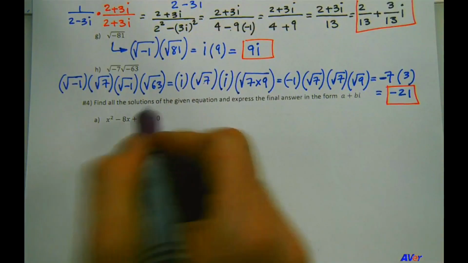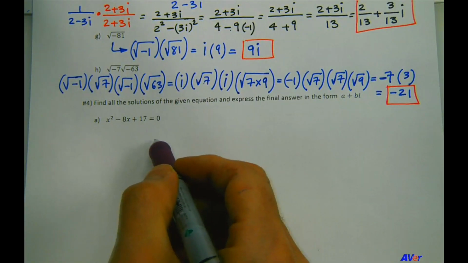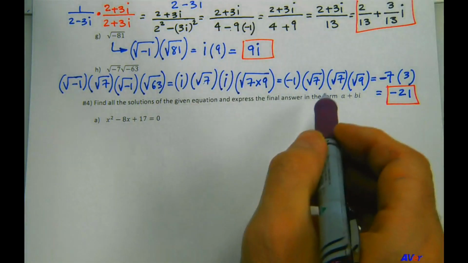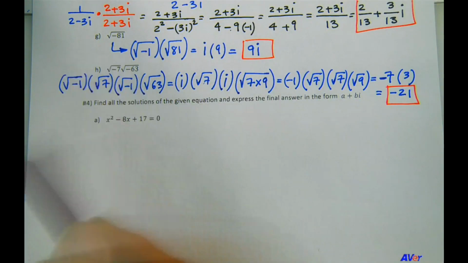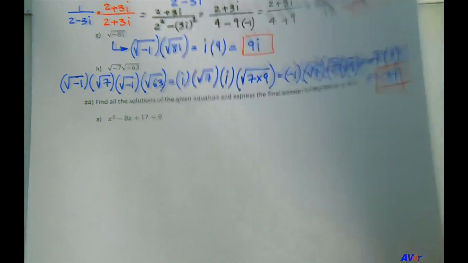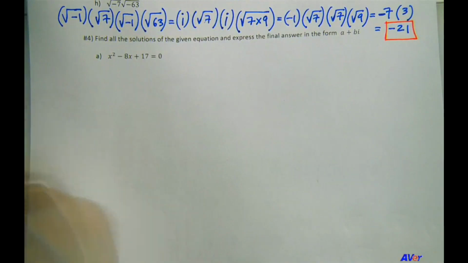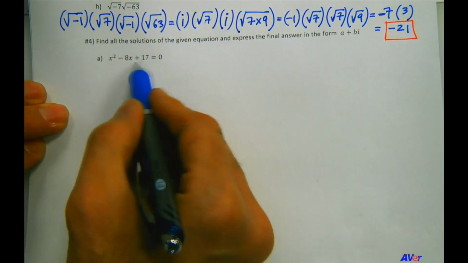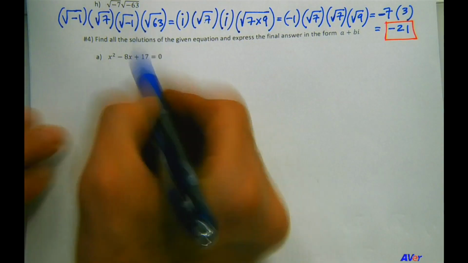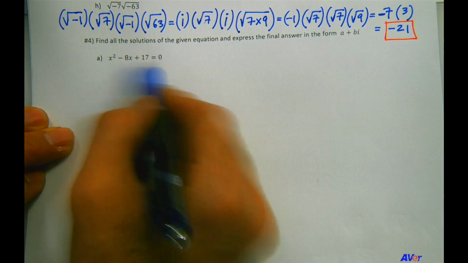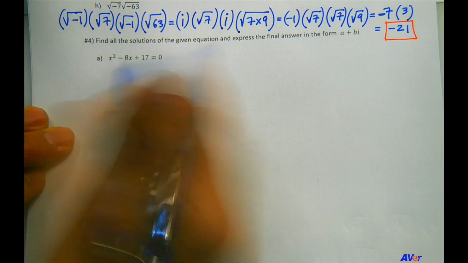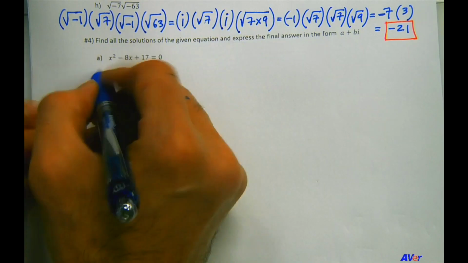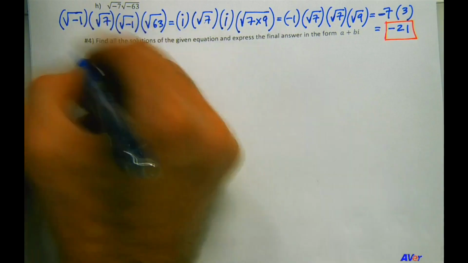All right. Find all solutions of the given equation and express the final answer in the form a plus bi. So the assumption is we know that this quadratic equation has complex roots. Okay? So let's find them. First of all, do you see any way of factoring this? No. Because for 17, no two numbers can be multiplied to give us 17 and add up to give us negative 8, right? Okay, so we're going to have to use the quadratic formula.